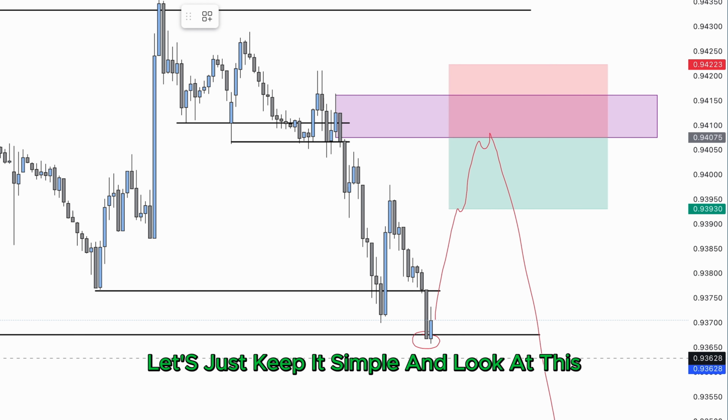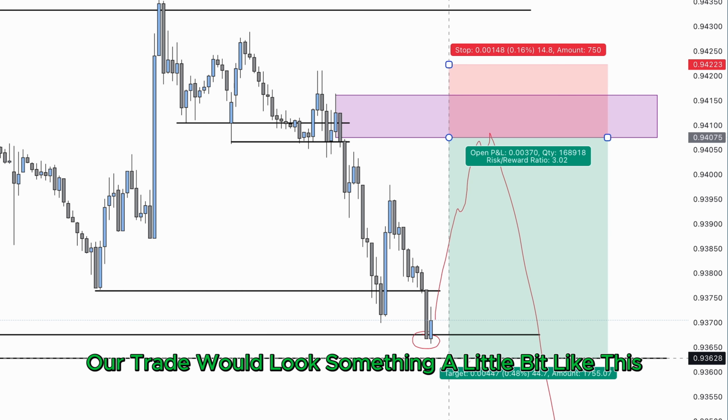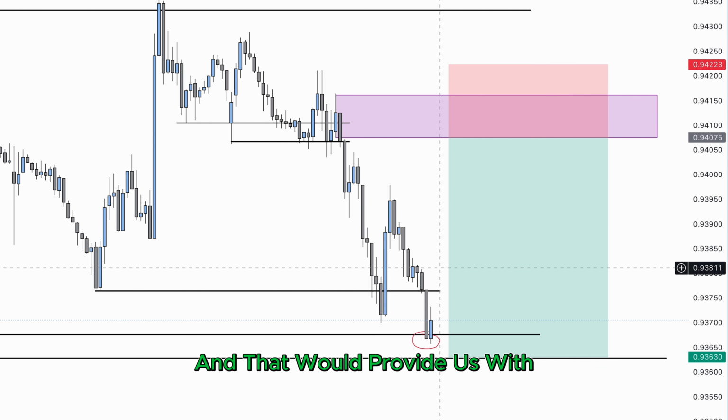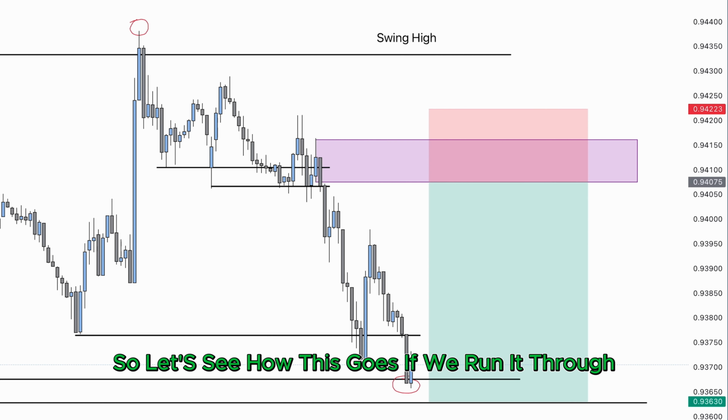For this trade, let's just keep it simple and look at this open demand zone below. So our trade would look something a little bit like this. That would be the position that we could look to take. And that would provide us with opportunity to trade this market lower now that we've had closures. So let's see how this goes.